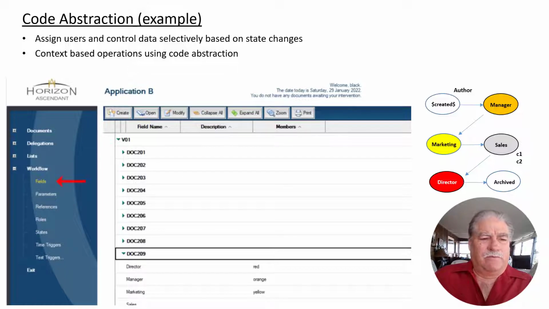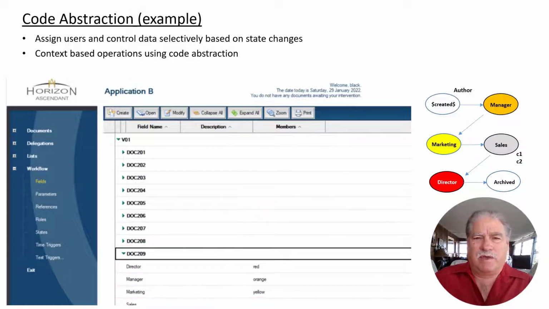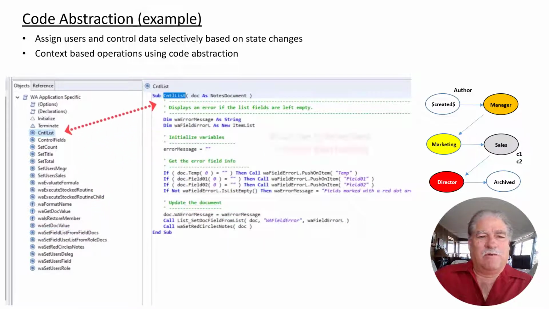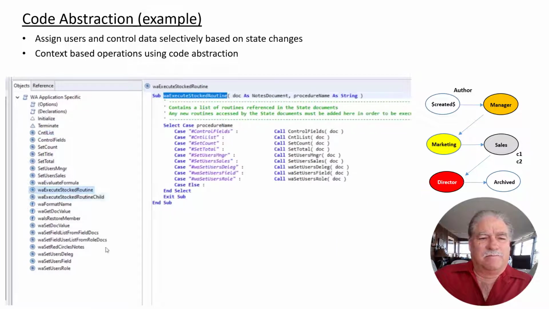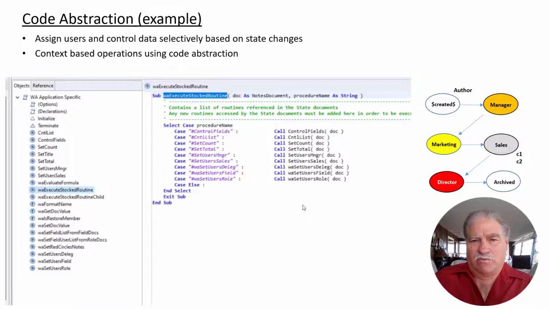And lastly, in the field documents, a routine will actually access these to bring those users into the workflow document. Application specific. So you can see here the routines that were called, and here the connection between the text in the state documents and the actual routine calls. Code abstraction.